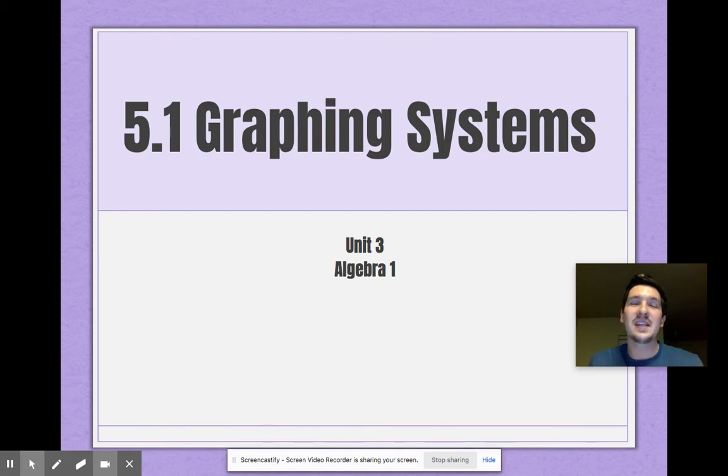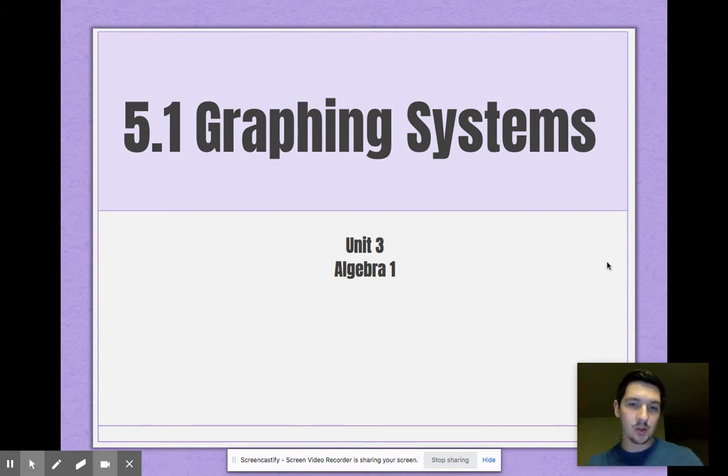Systems of linear equations can be a little complicated only because there are 3 different ways in which we can solve these. However, students tend to like graphing systems of linear equations because there are 3 different ways to get our answer, which is awesome. So let's jump into it, and let me know if you have any questions.